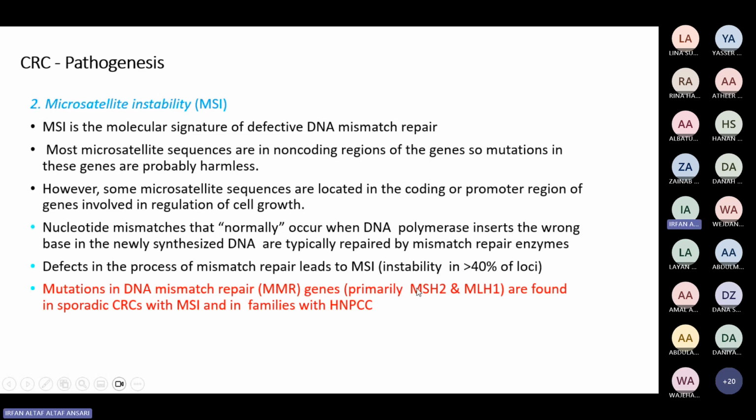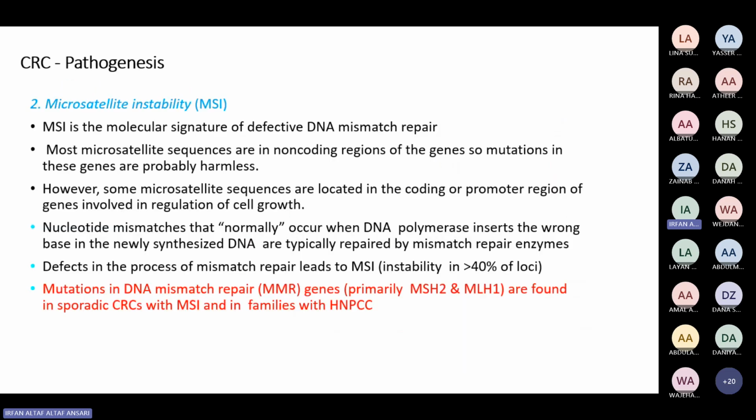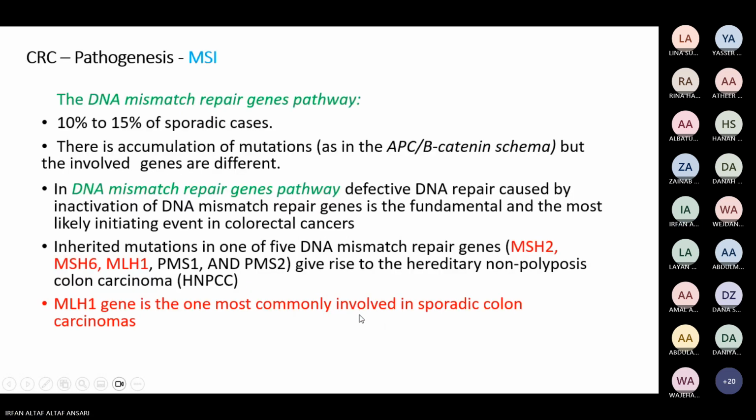MMR genes, primarily MSH2 and MLH1, are found in the sporadic as well as familial hereditary non-polyposis colorectal carcinoma, which is known as HNPCC, while the APC gene or beta catenin pathway is the APC pathway, while MSI is principally associated with the MMR gene and seen in HNPCC.